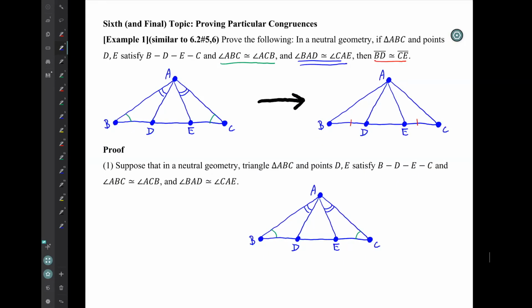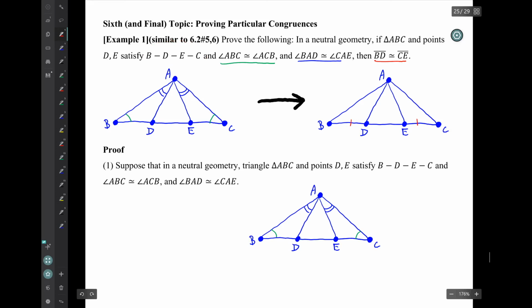Our sixth and final topic is proving some particular congruences. We'll do two examples that are similar to some of your homework exercises. The first one is similar to 6.2 problems 5 and 6. It says this: prove that in a neutral geometry, if triangle ABC and points D and E satisfy this betweenness relationship and this angle congruence and this angle congruence, then they satisfy this segment congruence.